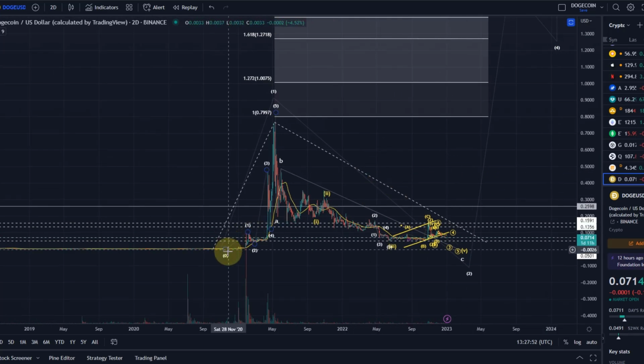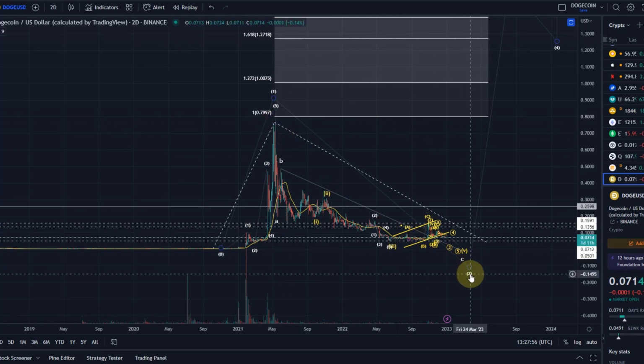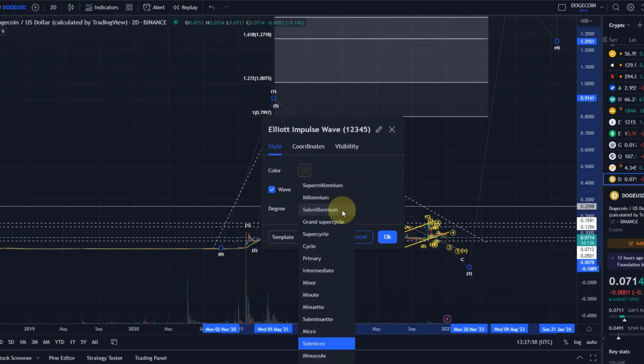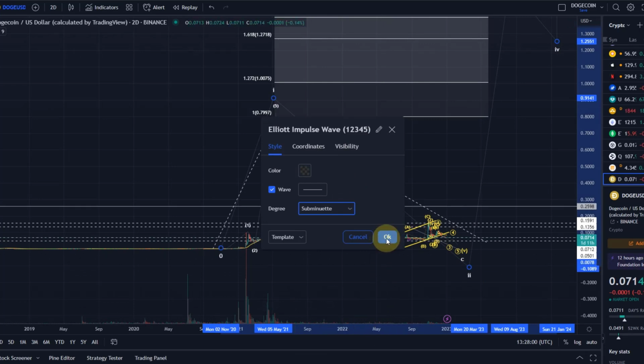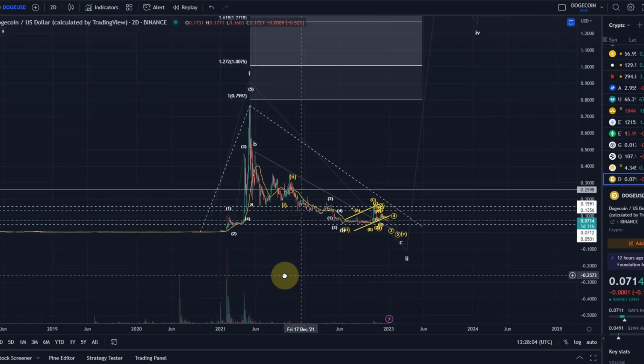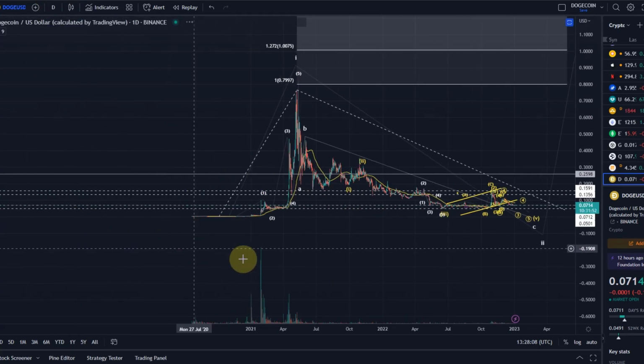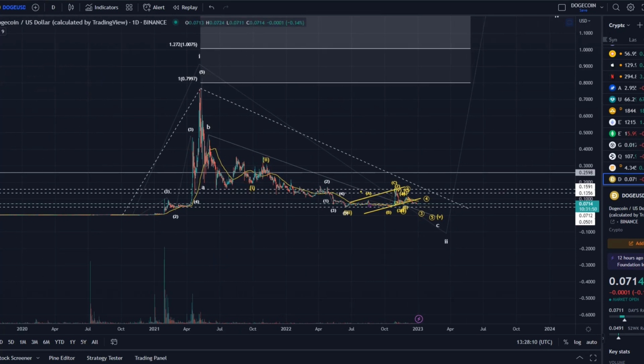Okay, but let's say we count it like that: wave 1 to the upside, wave 2 to the downside. By the way, I have to change the wave degree. If we then zoom in, obviously looking at this on the daily chart, I go to the daily chart. If we then look at this chart, we can say that off the high, which was made in May 21, we came down in an ABC correction. So we had a wave A, which came down back in May, a wave B to the upside.